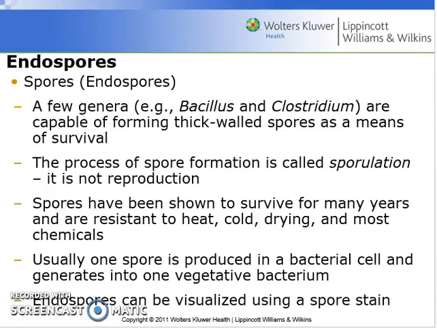And when they germinate, they'll start to produce viable cells, which will initiate infection. So these genera that are able to generate these thick-walled endospores to survive do so through the process of sporulation, which again is not reproduction, it's sporulation, where you have the generation of an endospore. And these endospores can survive for thousands of years.